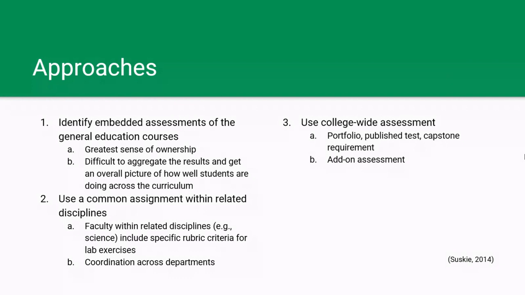The third approach is using a college-wide assessment. So this could be done in the form of a capstone, a portfolio, or a published test. Some of the advantages there are it's campus-wide, college-wide, but it can be seen as an add-on assessment, right? If it's not already occurring in the classroom, it can be seen as an add-on assessment.